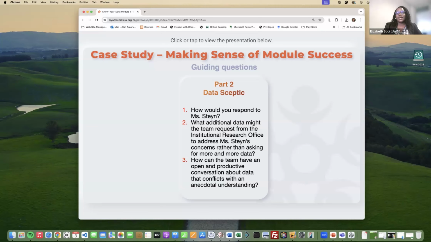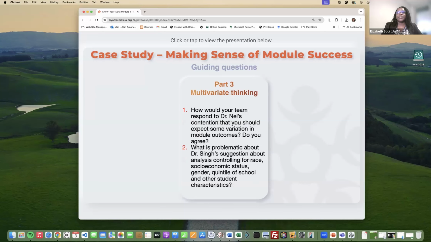How can the team have an open and productive conversation about that conflict with an anecdotal understanding? Next, the last case study is about having multivariate thinking, which we encourage that everyone who leaves from here will have.